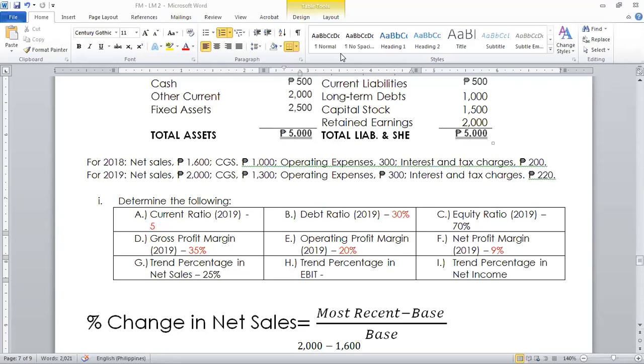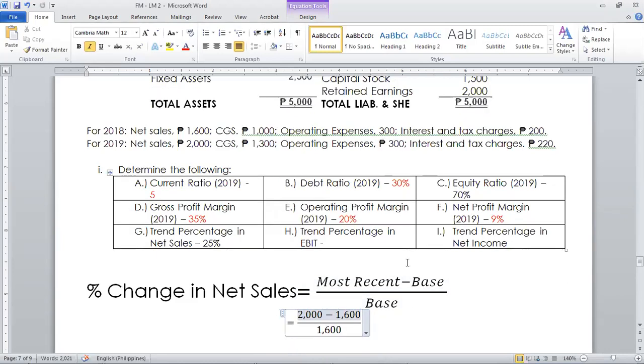Ma'am, so far, the EBIT for 2019 is 400, and the EBIT for 2018 is 300. Using the formula most recent less base over base, the most recent EBIT is 400, less 300 is equivalent to 100. So 100 divided by the base of 300 is equivalent to 0.33.